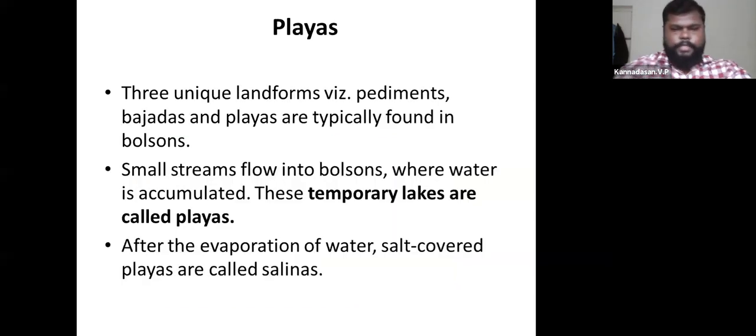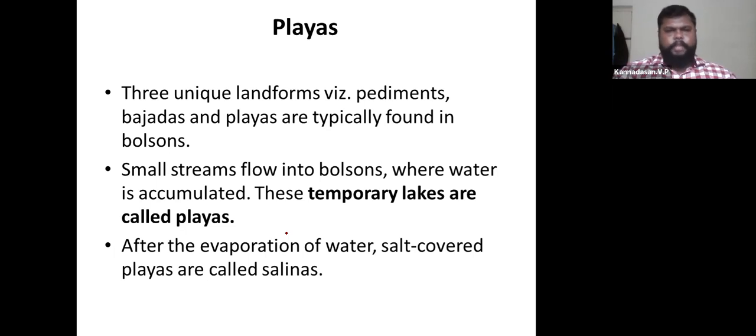Then playas. Playas are nothing but temporary lakes. You know that from time to time in arid regions, a small rainfall will happen. With that small rainfall, accumulation of water happens in certain depressed areas, and the lake that was temporarily formed in those depressions is known as playas. Also known as ephemeral lakes. Ephemeral means short-lived, and playas is a type of ephemeral lake.